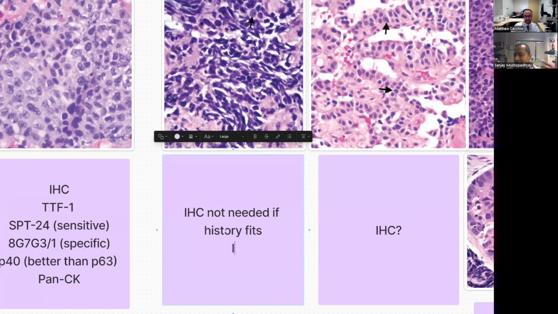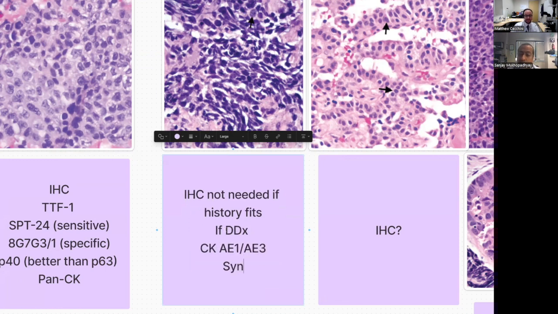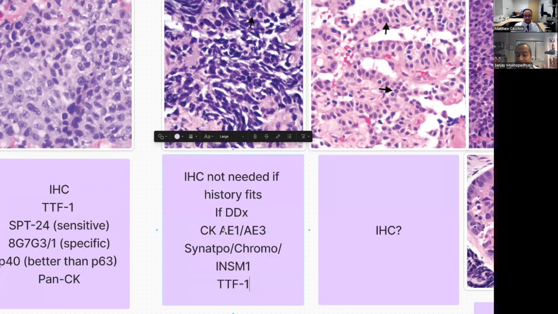The things I do are keratin, just a pan-keratin like AE1/AE3. I do a synaptophysin, chromogranin, and INSM1. So three neuroendocrine markers, which I think is a bit of overkill. And then a TTF1. And I think the most important thing is a P40 to rule out squamous, which is really the only game changer.